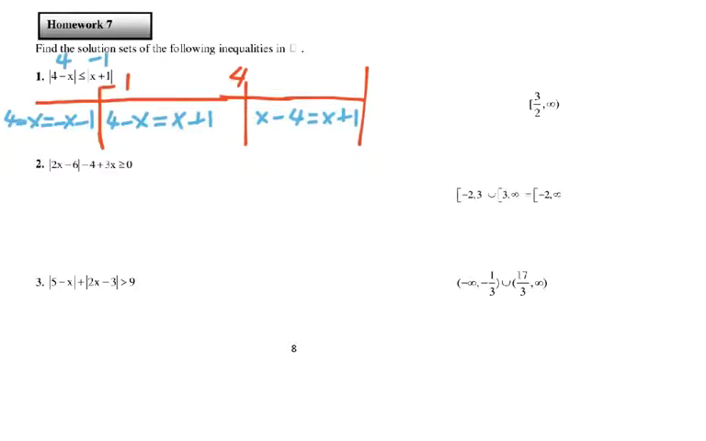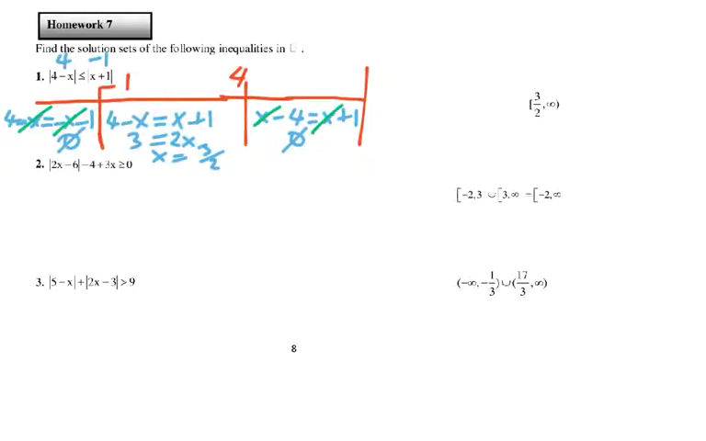So now let's solve these equations very quickly. -x minus x, adding x to both sides, that would cancel. 4 is never equal to -1, so empty set. Here let's add x to both sides, so 2x, and subtract 1, we get x equal to 3 over 2. And over here, if we subtract x from both sides, -4 is never equal to 1, so that's the empty set.